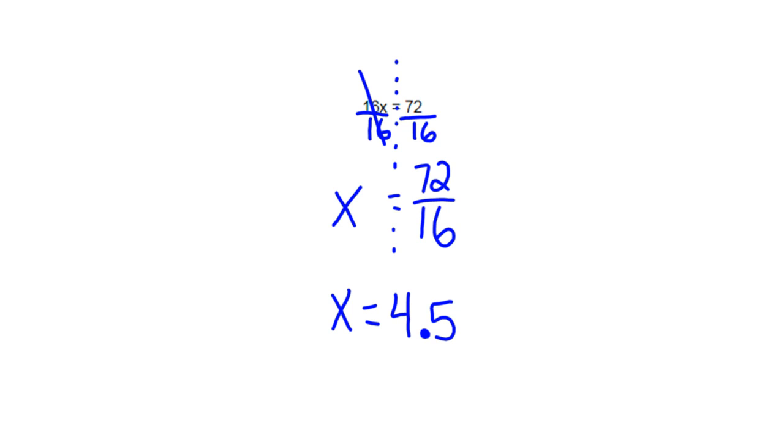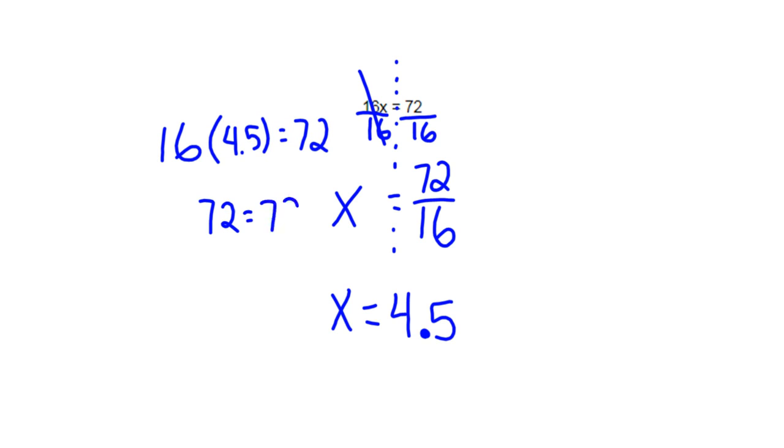If I plugged that back in, I would have 16 times 4.5. It's got to equal 72. I do some multiplication, I'll see 72 equals 72 again. We've got that true statement. That's what we're looking for. That's how we're going to go about solving single step equations.